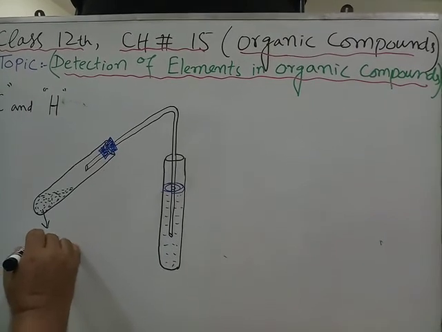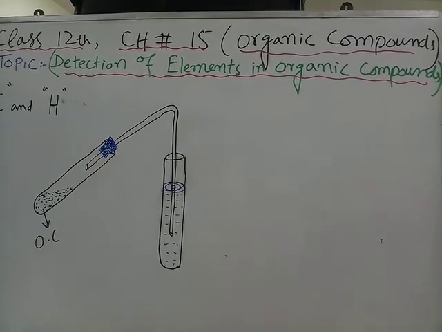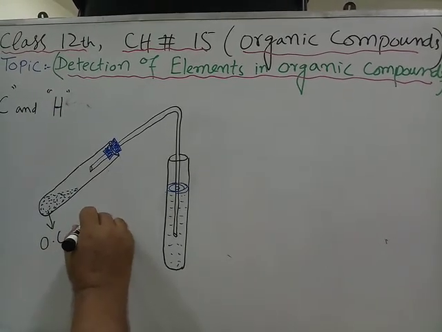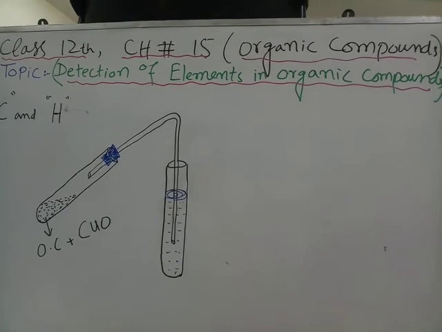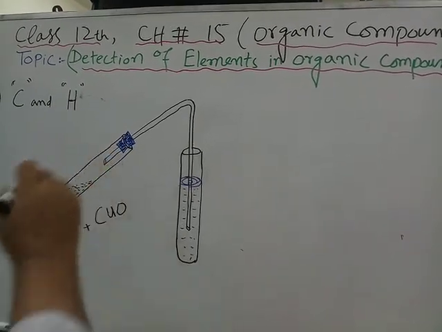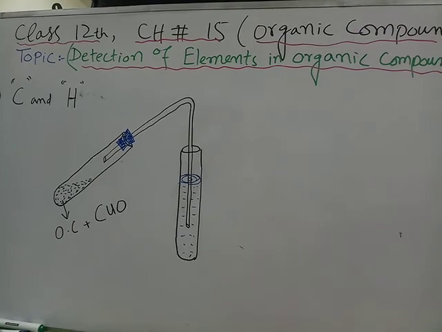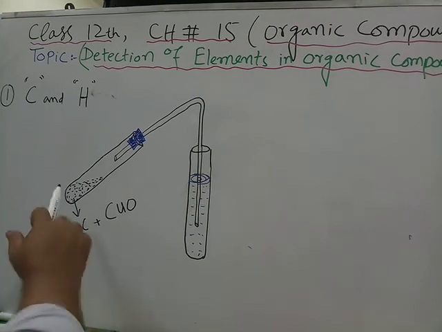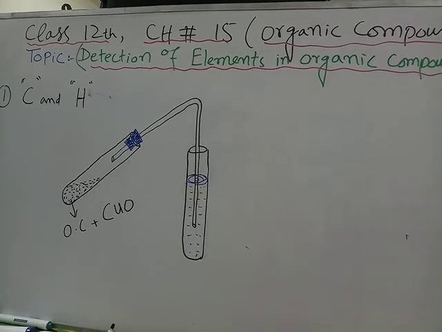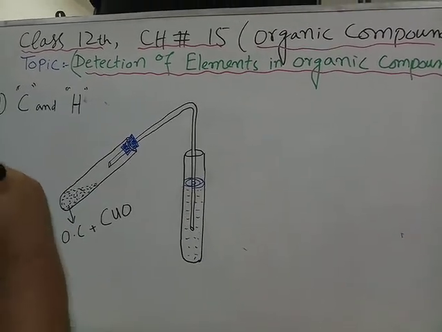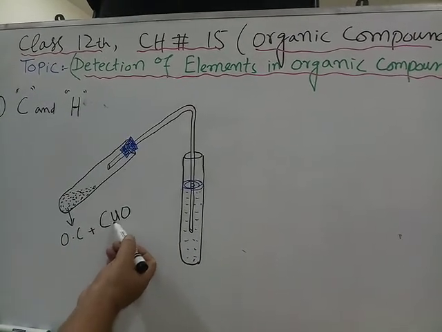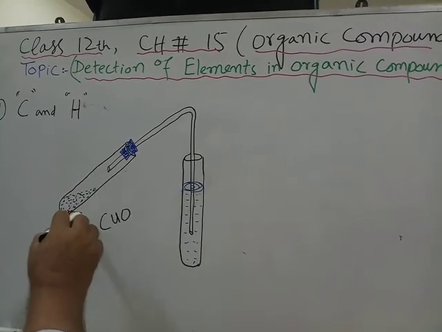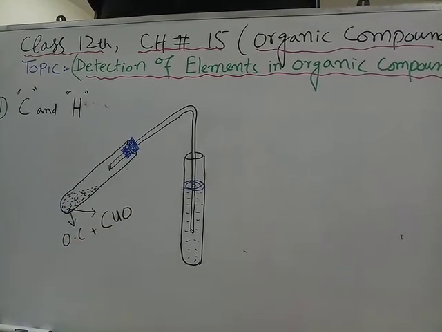I shall call the organic compound OC. OC means organic compound plus copper oxide. What is the copper oxide? Actually there is some oxygen here, but this is not enough to completely burn the carbon of the organic compound. So in order to provide some extra oxygen, an oxidizing agent like copper oxide is added with the organic compound. So actually this is a mixture of copper oxide and organic compound.